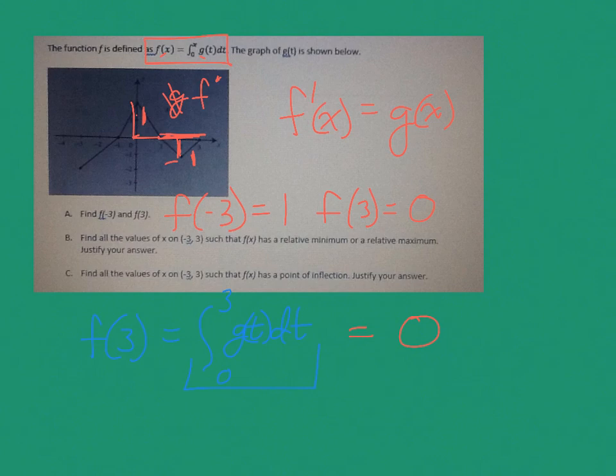Okay, let's go on to part 2. We want to find all the values where we have a minimum or a maximum. So again, let's get rid of a bunch of that stuff we don't need. Let's find minimums and maximums.